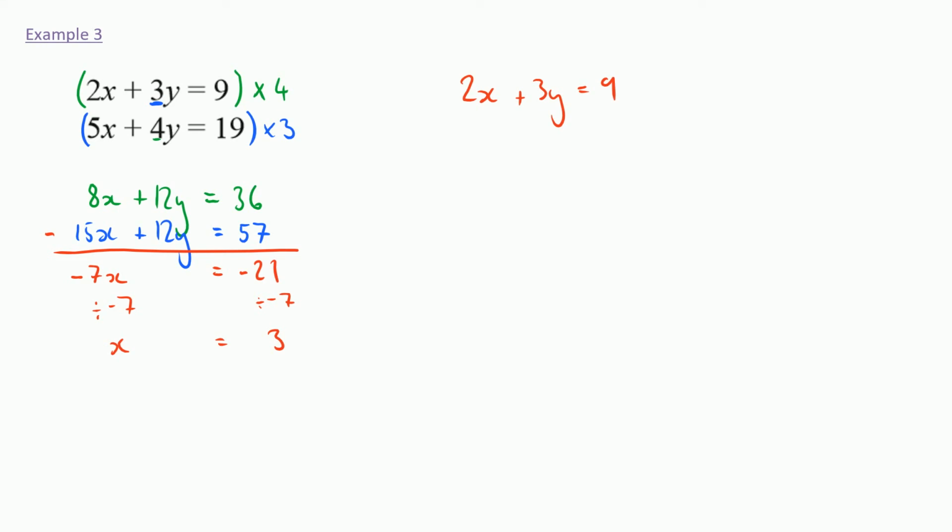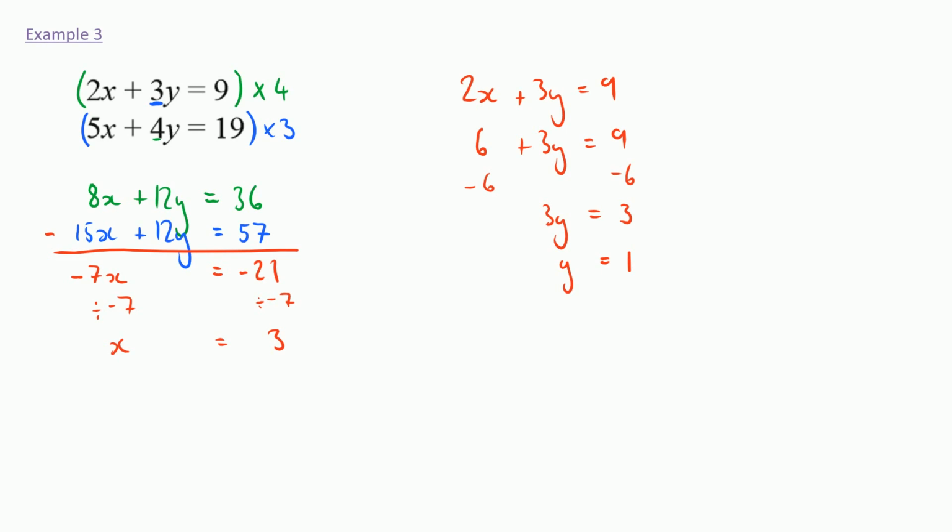2x plus 3y equals 9. I know that x must be equal to 3, so 2 times 3 would give me 6 plus 3y equals 9. Take 6 away from both sides to find out that 3y must be equal to 3. So y must be 1.